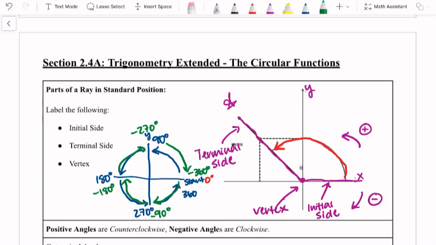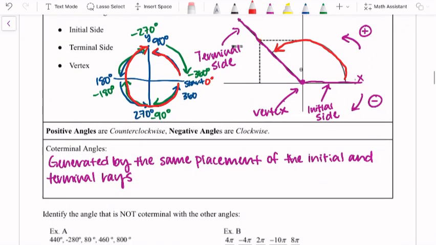With this, I can see here that I can go either clockwise or counterclockwise, and I can actually end up in the same place, right? So I know that going counterclockwise 90 is really the same thing as going clockwise negative 270. So that's what is going to lead us into our definition of coterminal angles.